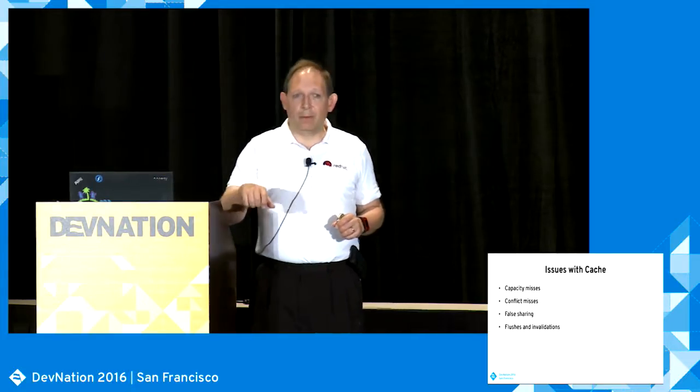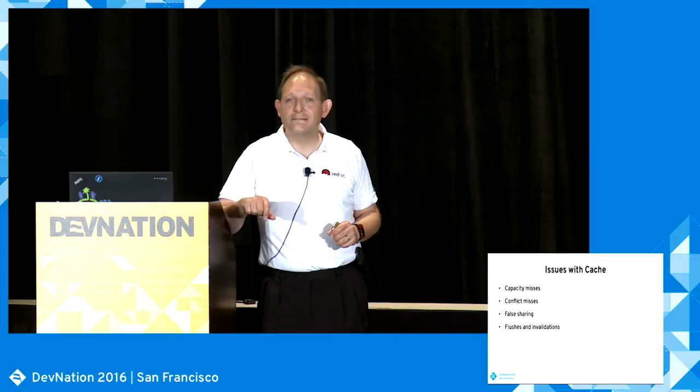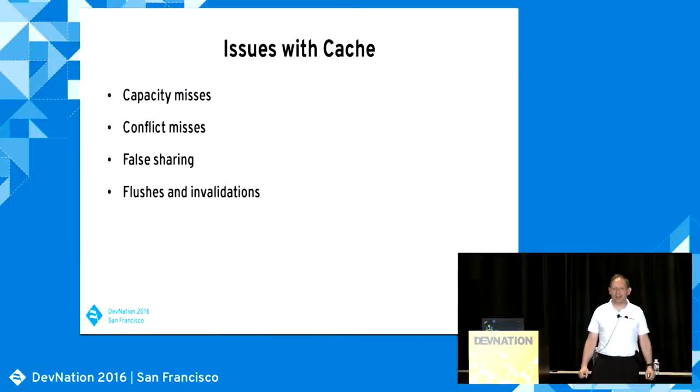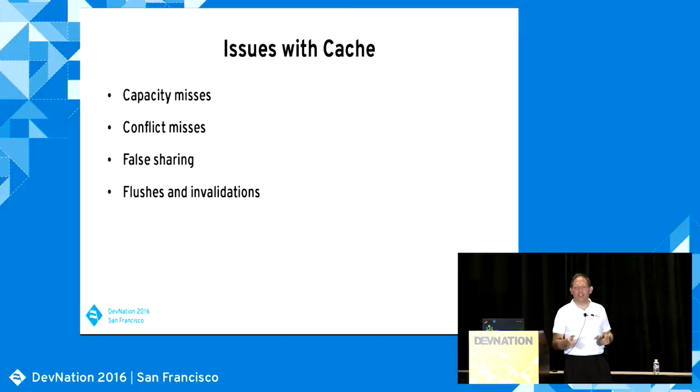False sharing. How many people are familiar with false sharing? Really? Oh, wait, one person. Okay. False sharing is a problem with multiple processors. If you imagine a cache line has a number of bytes in it, let's say 64 bytes, you could probably fit a couple of elements of an array in there, or a couple of different data structures. The cache is not just storing one or two bytes. It's storing, let's say, 64 bytes.